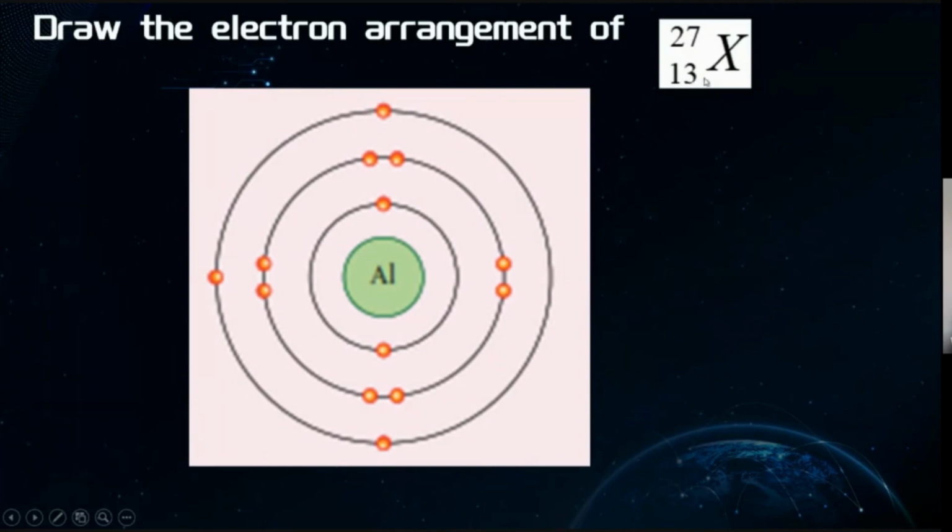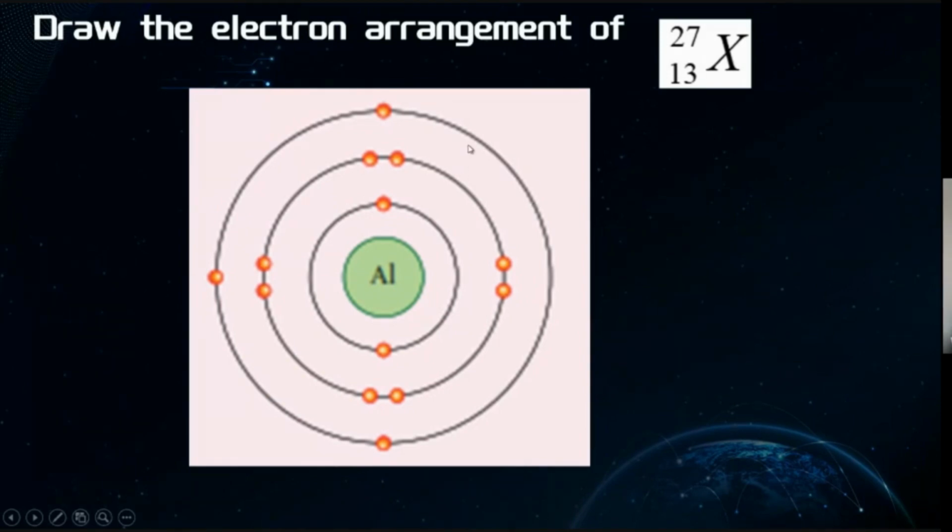Shell 1 takes 2, shell 2 takes 8, shell 3 maximum 8, and the remaining goes to shell 4. Here it will be 2, 8, 3, so 283. This is the electron arrangement. Then normally the nucleus is written with the symbol here. This one is actually aluminium, X here. If you don't know what it is, you can just use X. Then we put a circle for it, showing it is a nucleus. In the nucleus, we don't draw any electrons. Then we draw the shells, starting with shell number 1. So this is for electron arrangement.